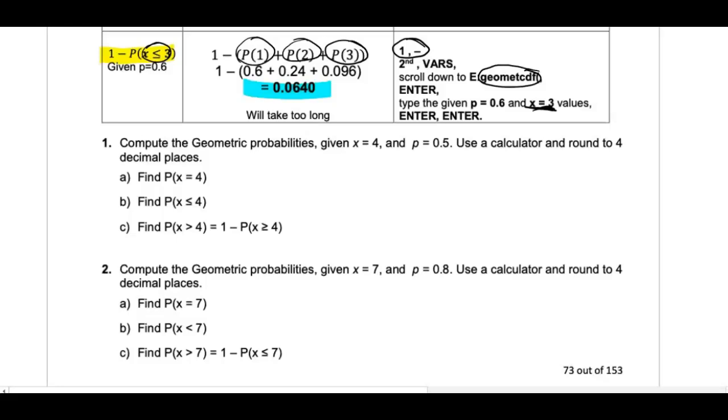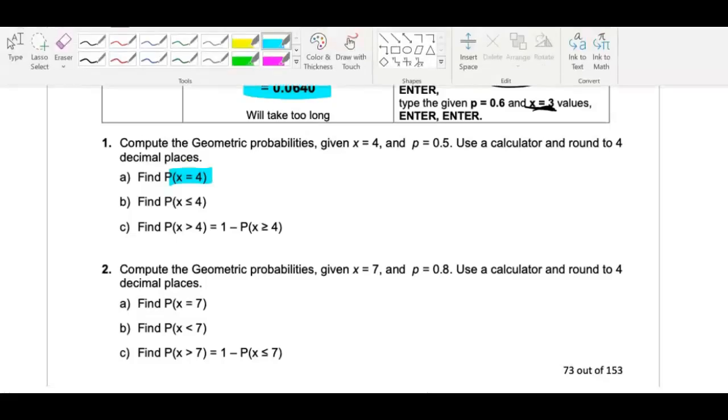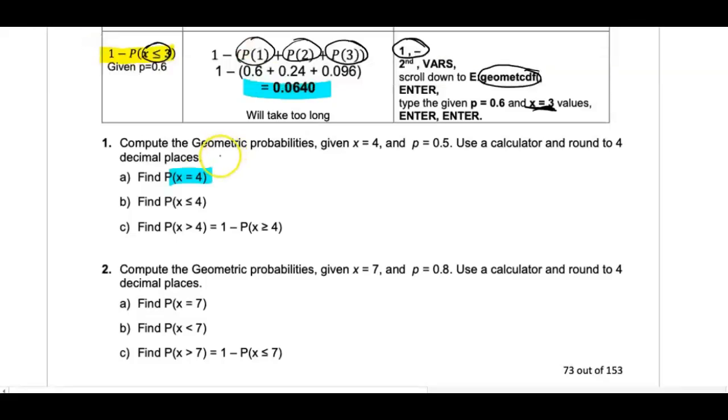So I'm observing my first value here that I'm given is x is equal to 4. And so I know that I'm going to be using our geometric PDF because I don't have all the other values, right? So I'm just going to do PDF, and I'm going to have x is equal to 4 and our p-value is equal to 0.5.